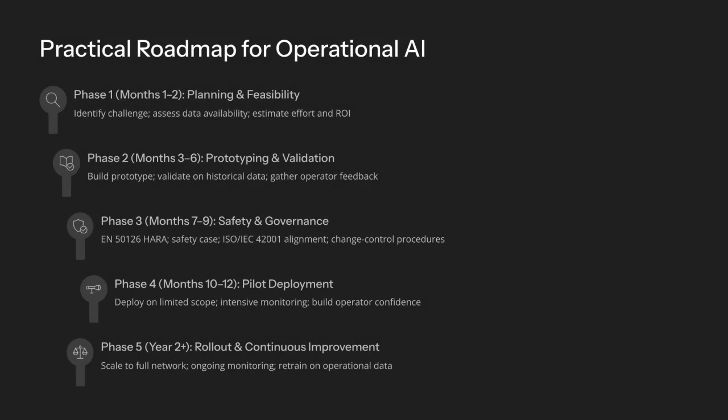So, how do you actually get from here to there? From recognizing that operational AI could help to having a mature, trusted system running across your network? The honest answer is it takes time, typically 12 to 24 months, and it happens in five distinct phases. Let's walk through them. Phase 1, planning and feasibility, months 1 and 2.